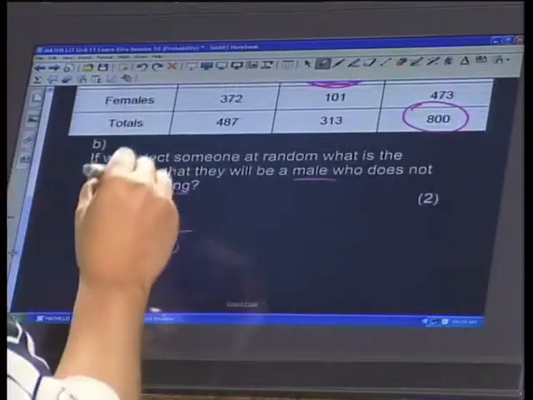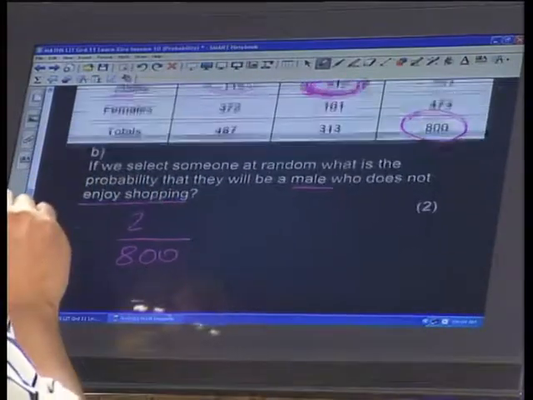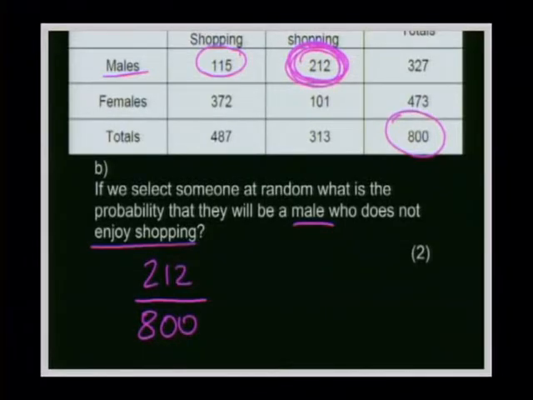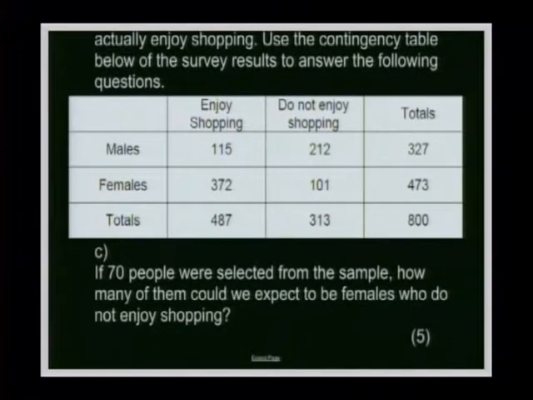So my probability here is 212 out of 800. Leave it exactly like that. The next part of the question says, if 70 people were selected from the sample, how many of them could we expect to be females who do not enjoy shopping?